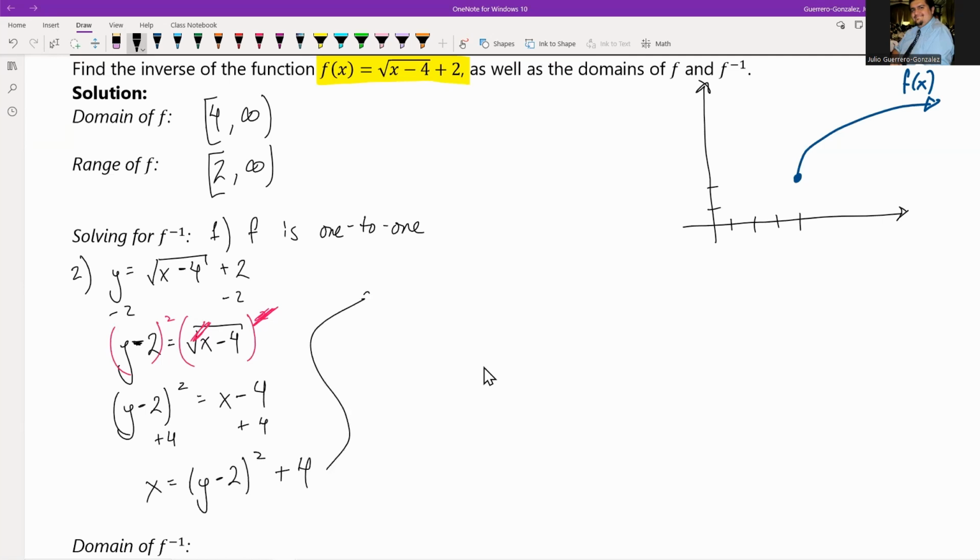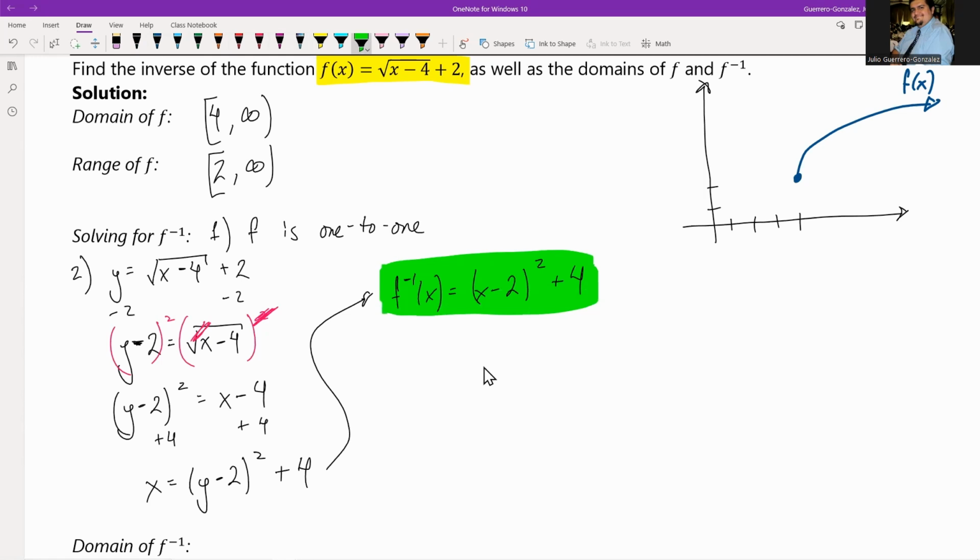So then therefore, f inverse of x, if you flip the x and the y, right, is equal to x minus 2 squared plus 4. Okay? Yay, we're done. Not quite. So I'm going to highlight this because this is our inverse.